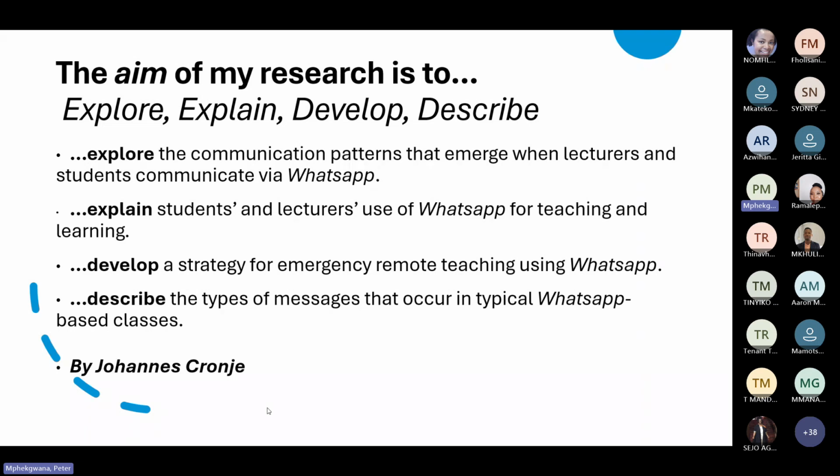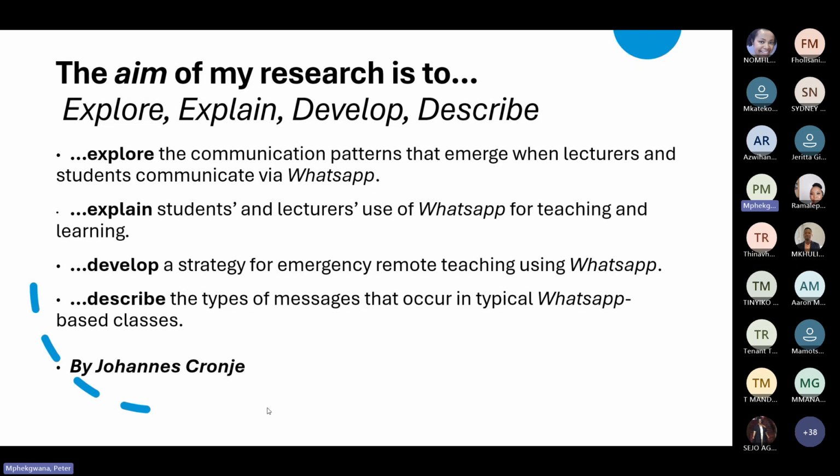Remember, we have WhatsApp, we communicate with lecturers and so on, but you may find that there's no framework or SOP to say that these are the processes, or this is when we're supposed to use emergency remote teaching using WhatsApp. So we don't have a strategy. We're using it, but we don't have guidelines.